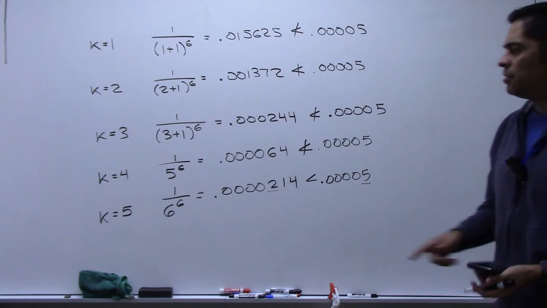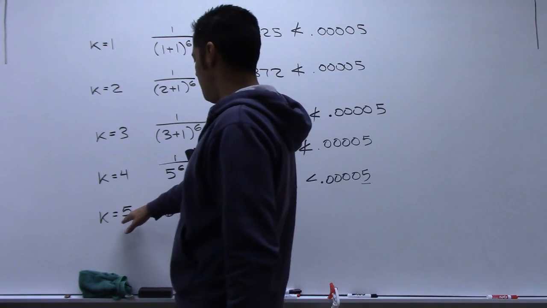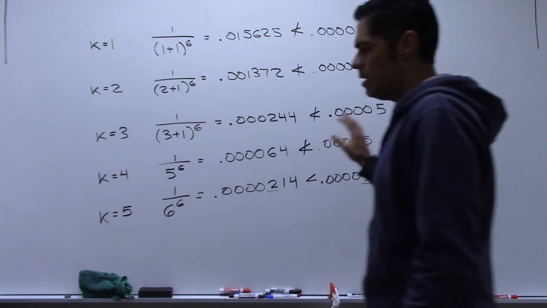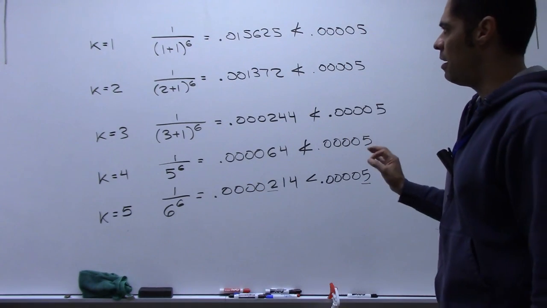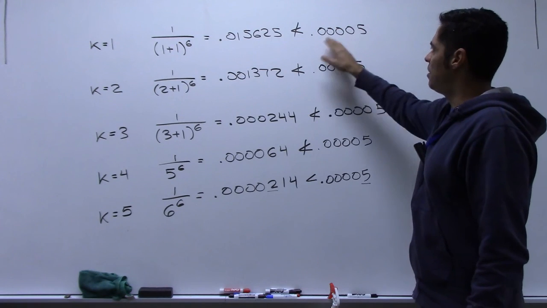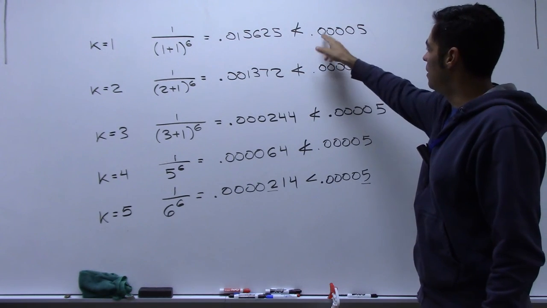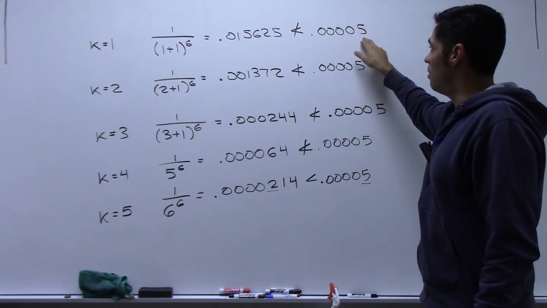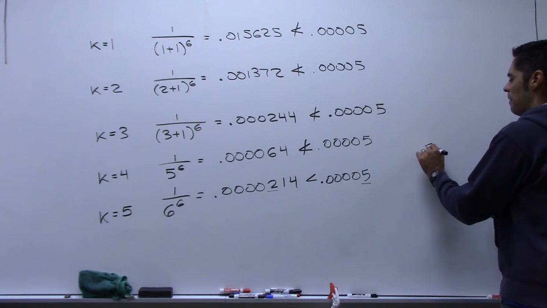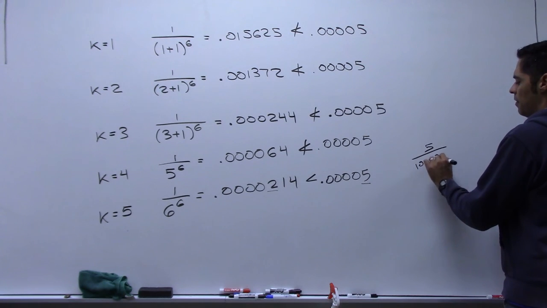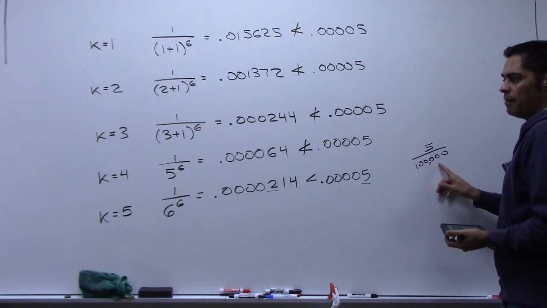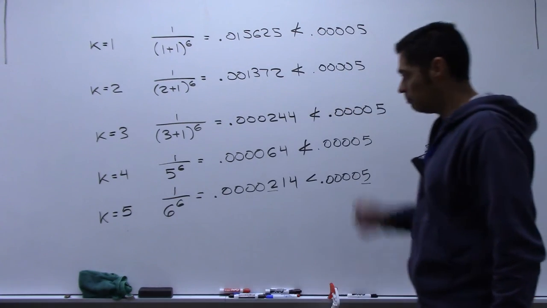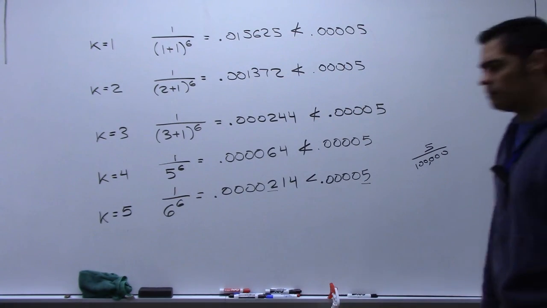So I would have to do the sum out to k equals 5 in order for this to be close enough to the true sum, or within this much of the true sum. So this is what, tenths, hundredths, thousandths, 10,000ths, 100,000ths. So I would be within 5 100,000ths of the true sum if I sum that series out to 5. I hope that makes sense.